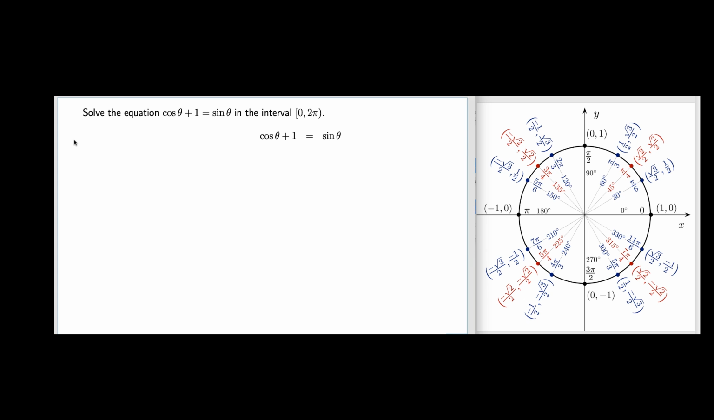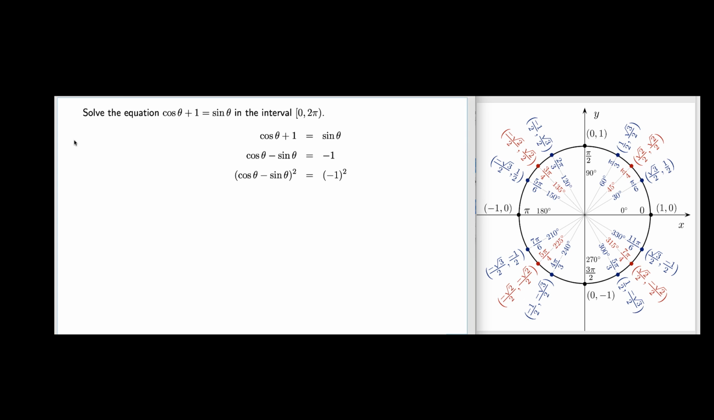So the first thing I'm going to do is go ahead and bring my cosines and sines to one side and my constants to the other. So this becomes cosine theta minus sine theta equals -1. And again, my thought process here was, well, perhaps I could simplify this by getting a cosine squared plus sine squared. So I'm going to square both sides of this equation.